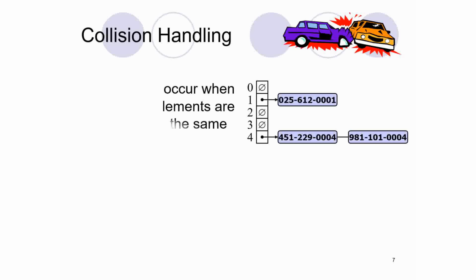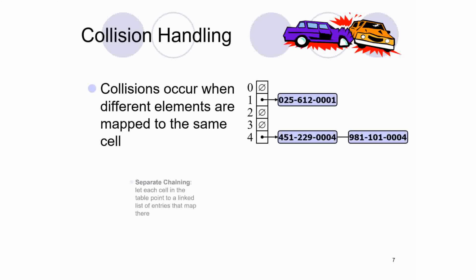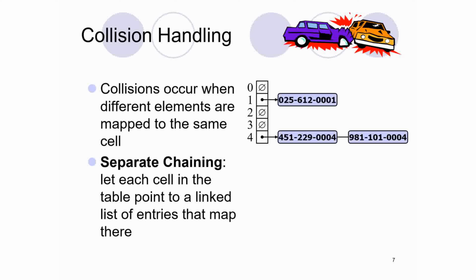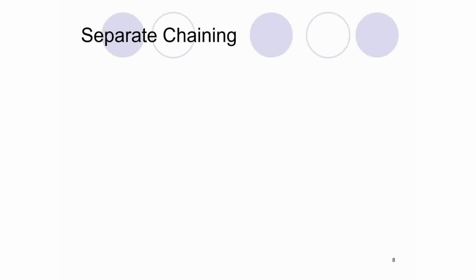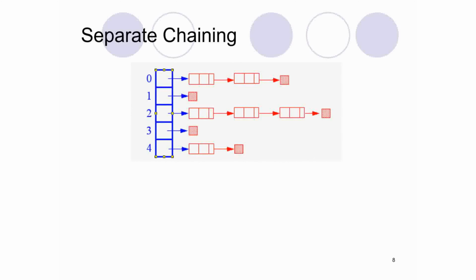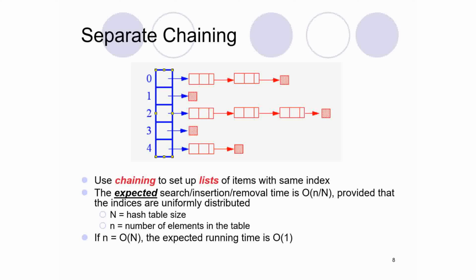Collision handling. Collisions occur when different elements are mapped to the same cell. Separate chaining: let each cell in the table point to a linked list of entries that map there. Separate chaining is simple, but requires additional memory outside the table. Separate chaining: use chaining to set up lists of items with the same index.